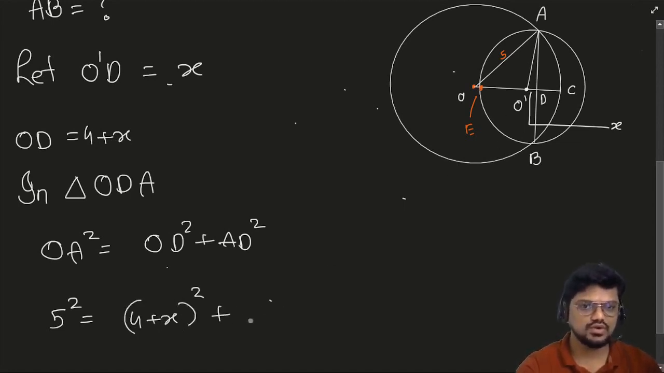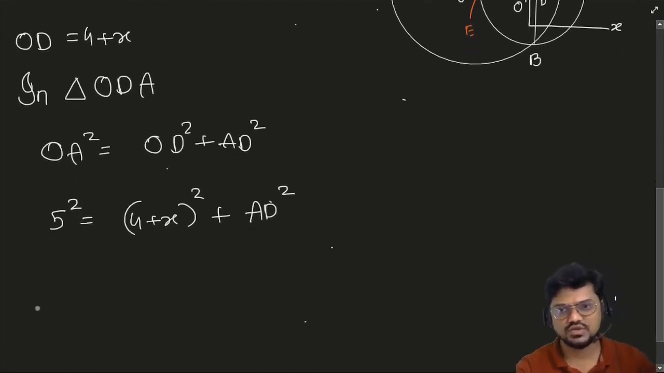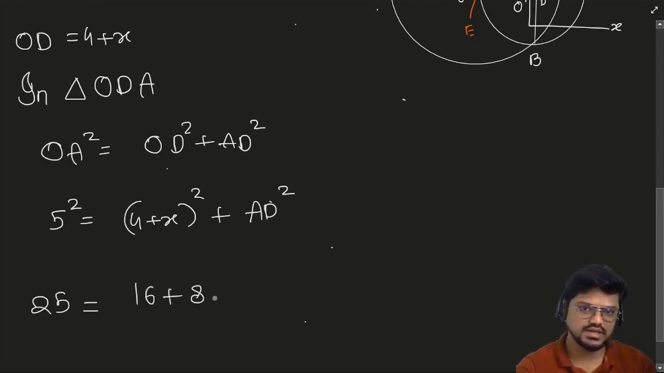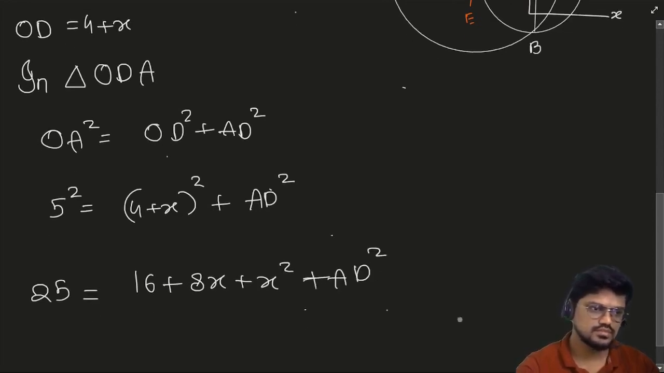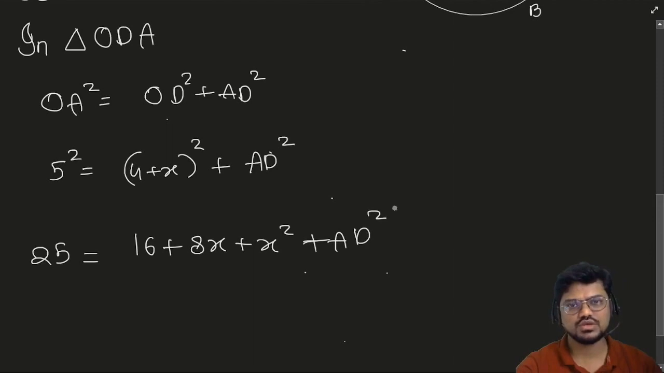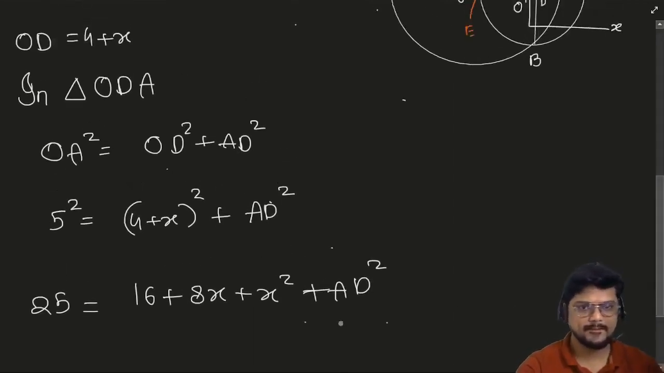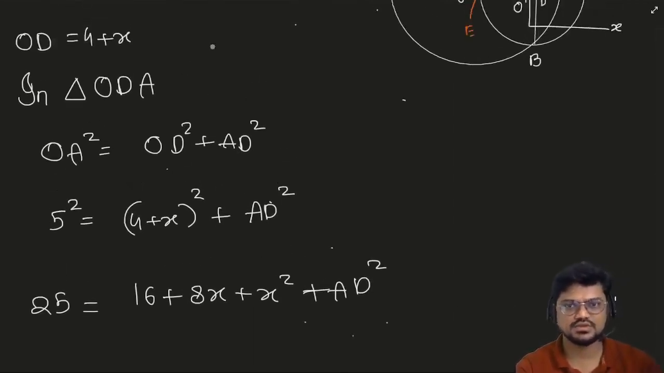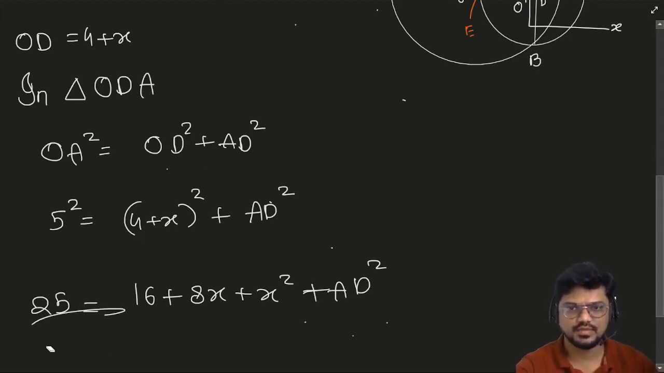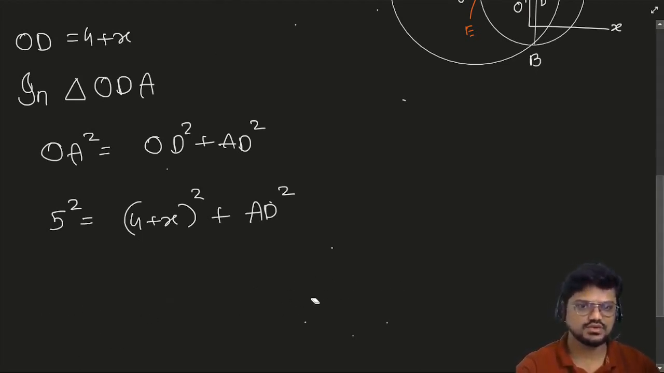plus AD. We do not know it, so let's keep this as unknown, AD square. So this will be 25 equals 16 plus 8x plus x square plus AD square. Or you can also keep it like this only. Let's keep the equation like this only.